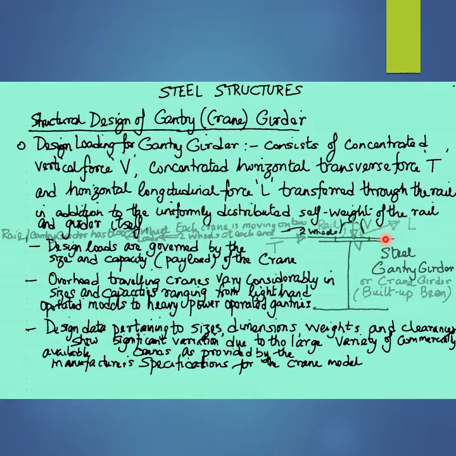And therefore, each steel gantry girder or steel crane girder shown as a typical built-up beam section in this figure shares or resists an equal share of the concentrated dynamic horizontal longitudinal force and the concentrated dynamic horizontal transverse force that are transferred through the rails to the top flange of each steel crane or steel gantry girder.